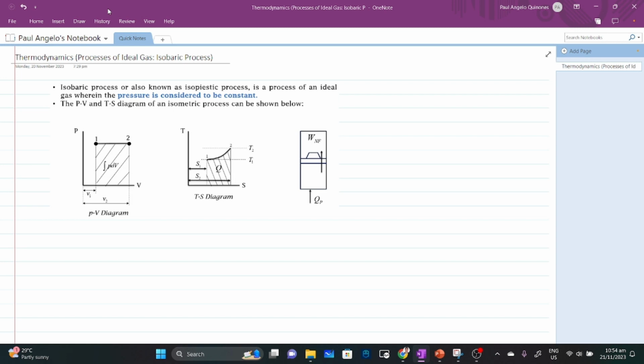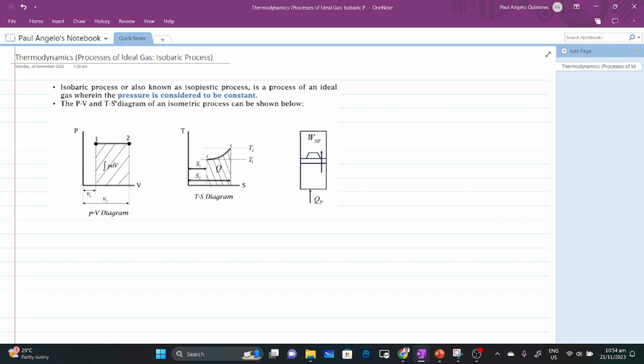Okay, so for today's video, we've already discussed the isometric or isochoric process, wherein the volume is constant during the process of the ideal gas. So now, let's proceed to the next type of process of ideal gas, which is the isobaric process. How are we going to remember what the isobaric process is? Just remember isobaric, or bar. So barometric pressure, or bar pressure.